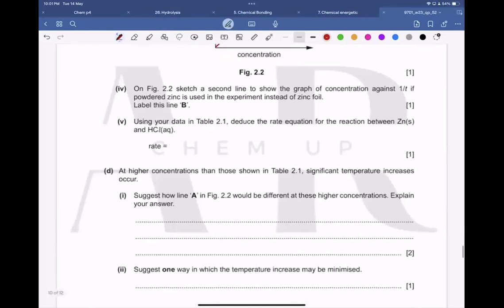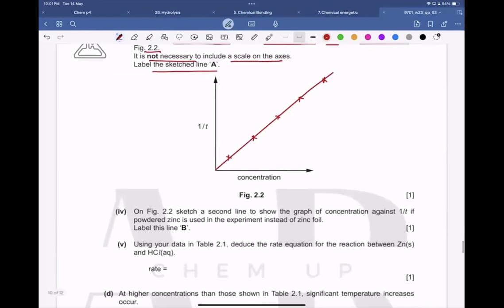Okay, what are they saying? Okay, they ask you to label this line A. On figure 2.2, sketch a second line to show the graph of 1 over time against concentration if zinc powder is used in the experiment instead of zinc foil.